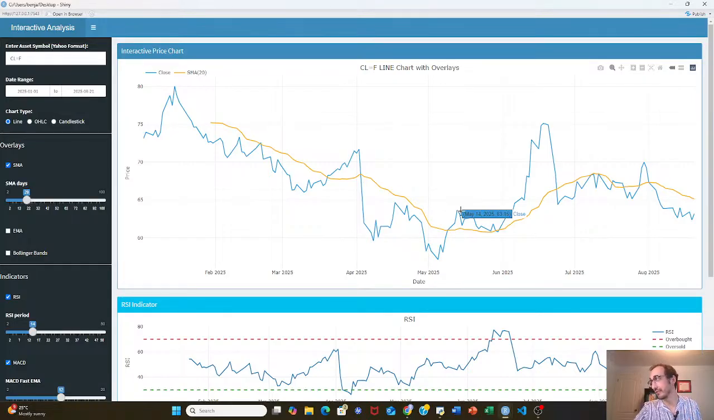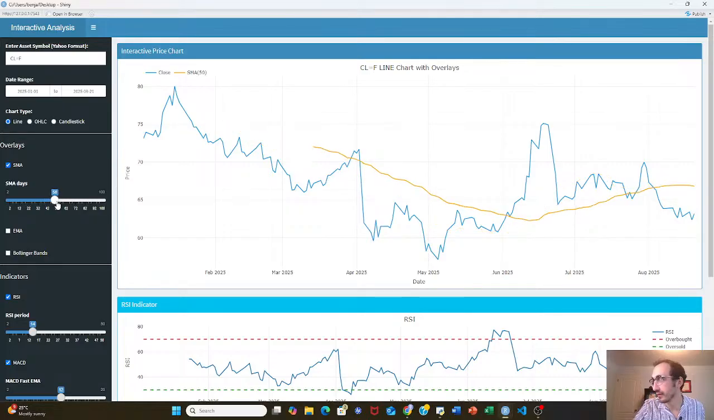Here, when the moving average is above the price, it's a short-term indication that it's more of a buying opportunity, I guess. When the moving average is above, it's an indication to buy. Let's go to 50. And again, even long term, I'd say the 50-day moving average is more of a long-term indicator.